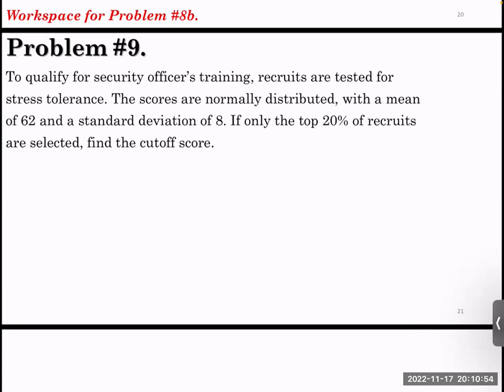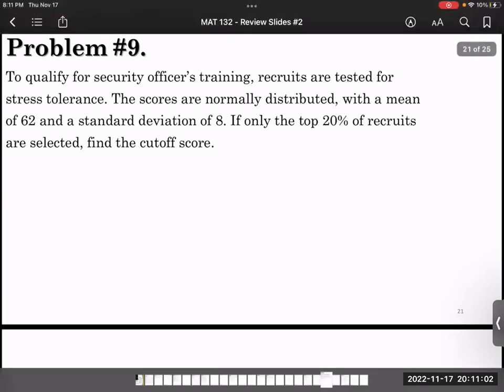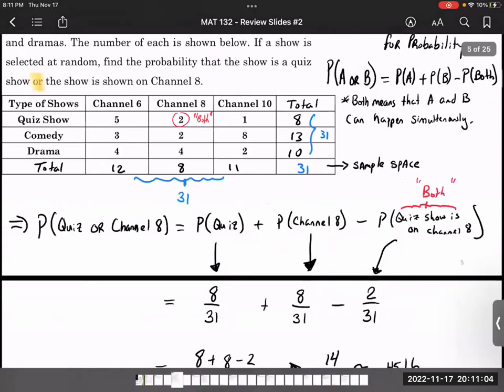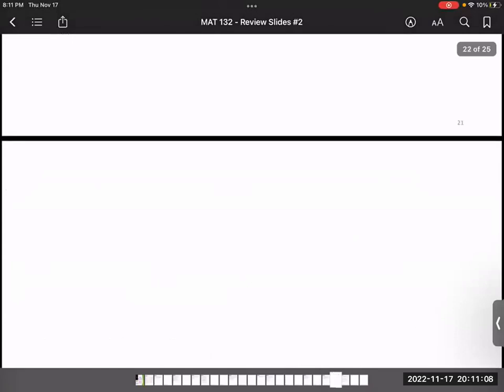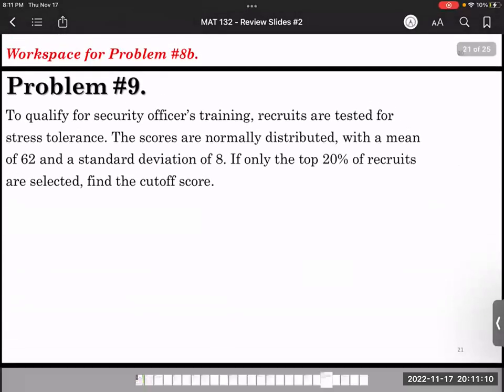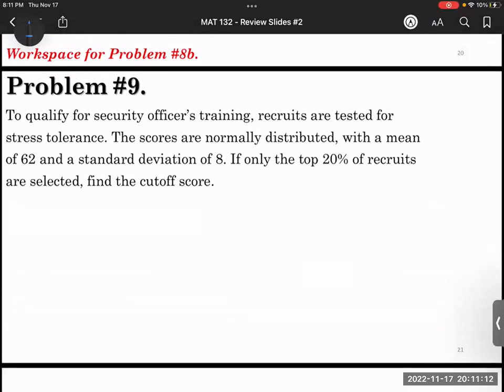And now the question says, if only the top 20% of the recruits are selected, find the cutoff score, right? So for this problem, my bad. Back all the way to the beginning. Sorry for those that are in the meeting. Yes, so for this problem, we use a slightly different formula.